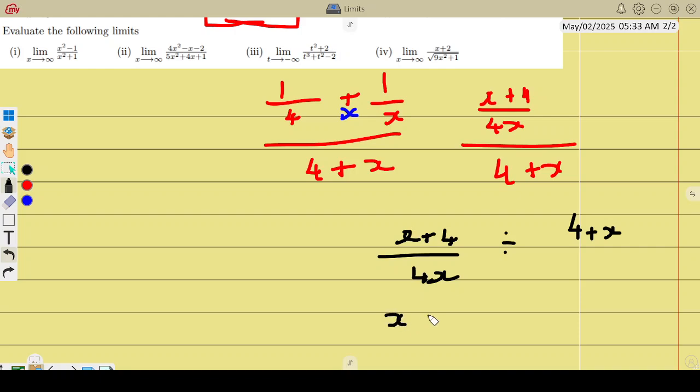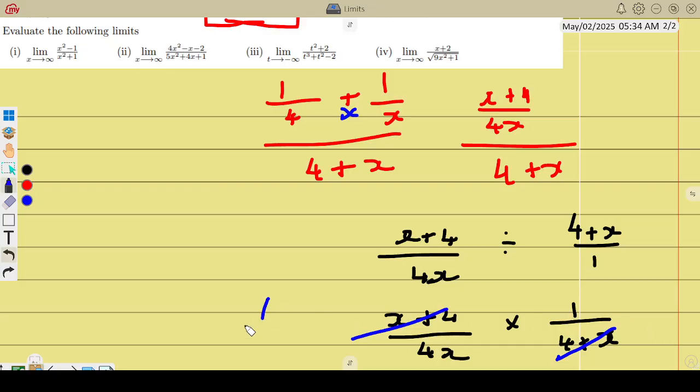So we're going to have x plus 4 over, so this is over 1, over 4x times 1 over 4 plus x. So this is just the same as writing x plus 4. They are both positives, so they can cancel. So meaning we're going to remain with 1 over 4x.